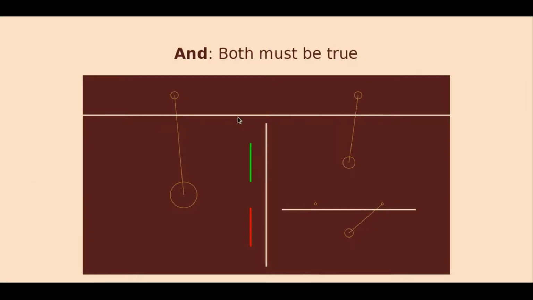Alright, so this is the solution. You accept two arguments. If the first one is true, then you return the second argument, and if the first one is false, then you return false.